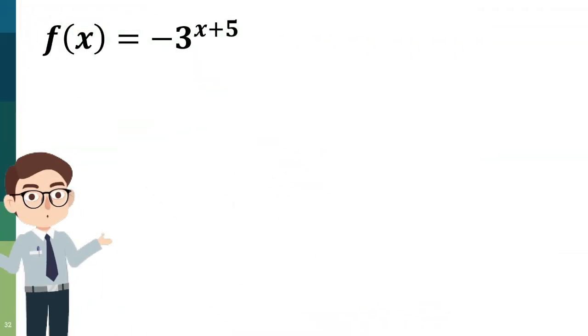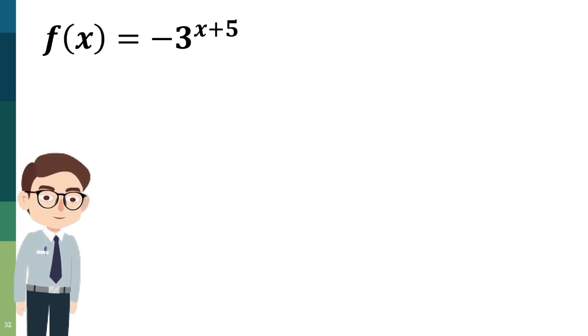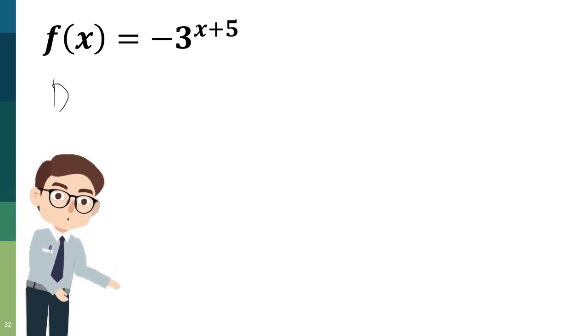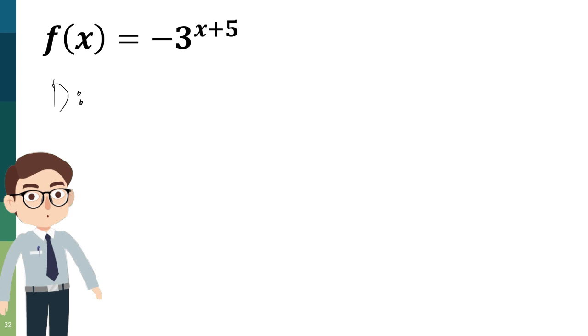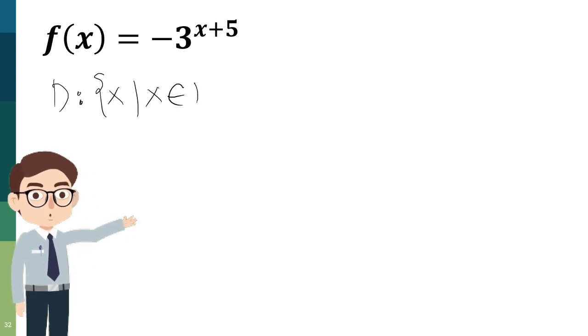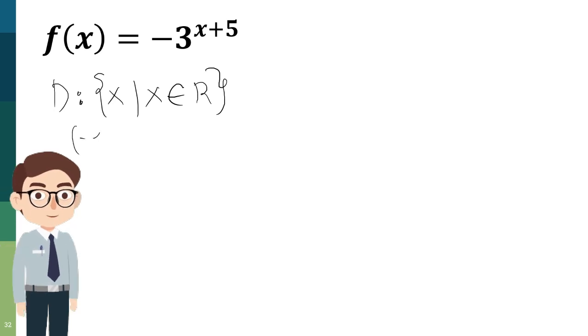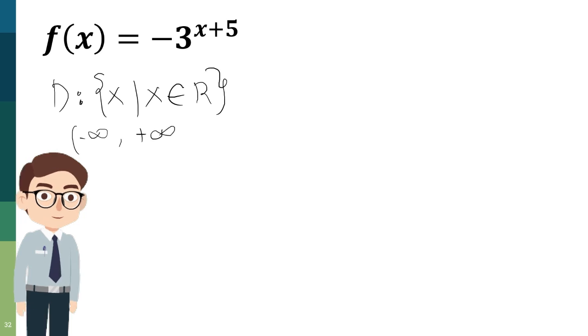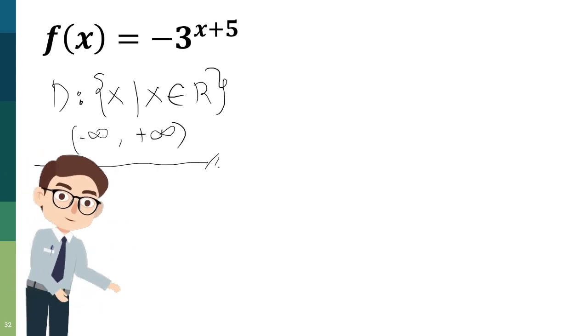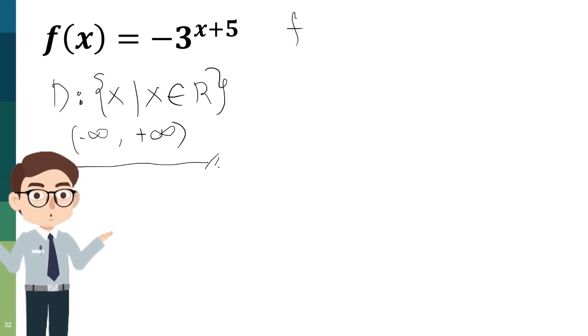To find the domain of the exponential function, always remember that the domain is a set of real numbers. Therefore, the domain of f of x is equal to negative 3 raised to x plus 5 is the set of all x such that x is a set of real numbers. To write it in our interval notation, that is negative infinity up to positive infinity. That is our domain.